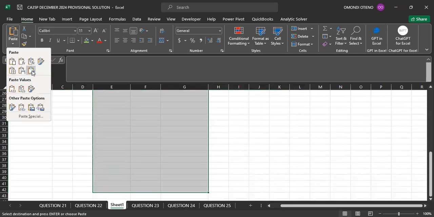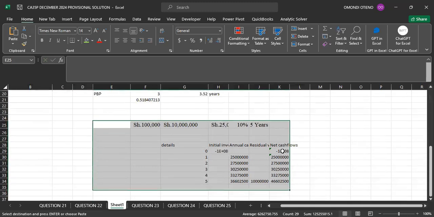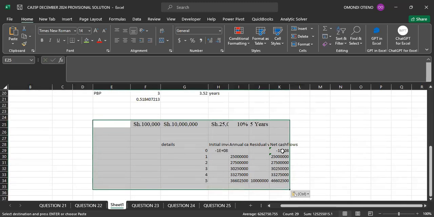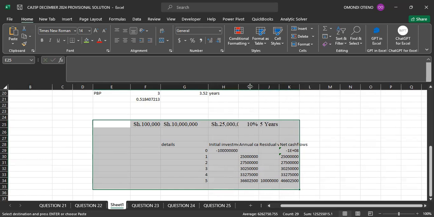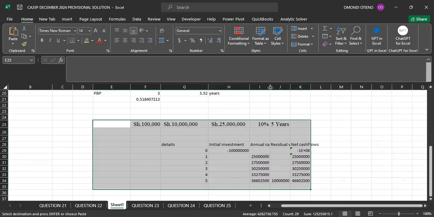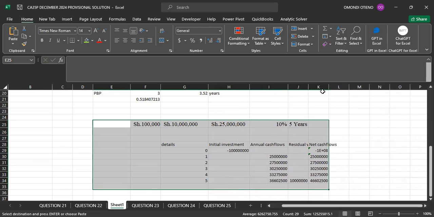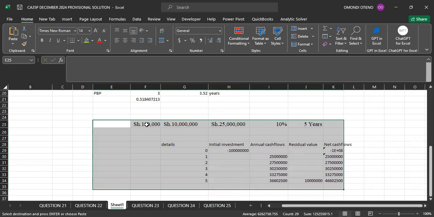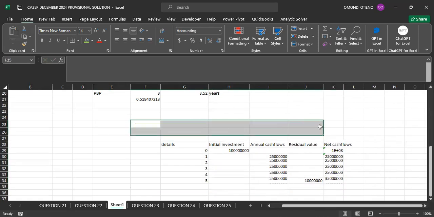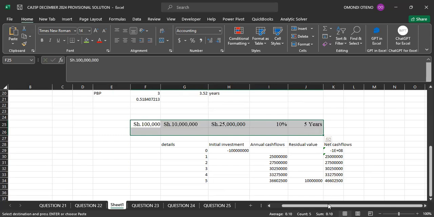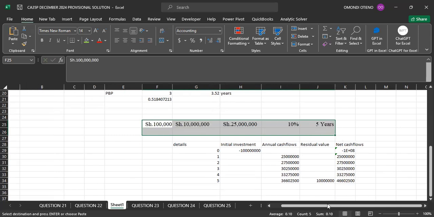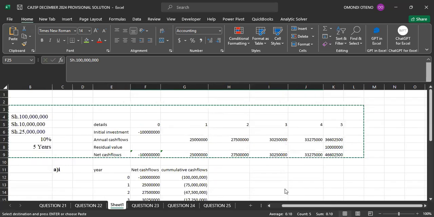So we can decide and bring it down here. Of course these ones we don't need. So which one are we dealing with?